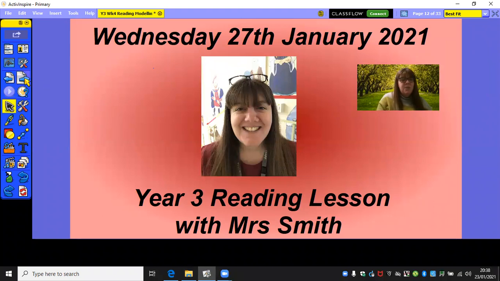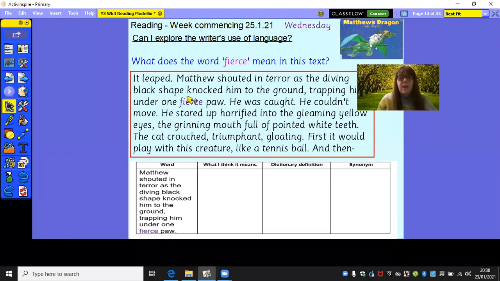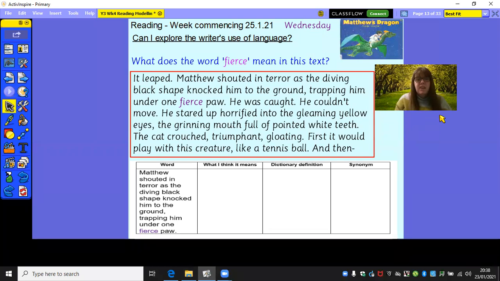So we're going to continue working on the Matthew Dragon story, and today we are going to look at the writer's use of language. Can I explore the writer's use of language? So why has the author chosen certain words, and what's the effect of using those words? And we're going to work on our dictionary use today to find definitions of the words.